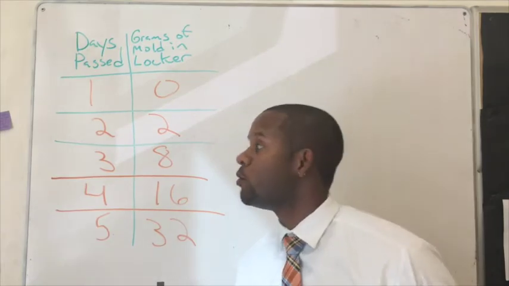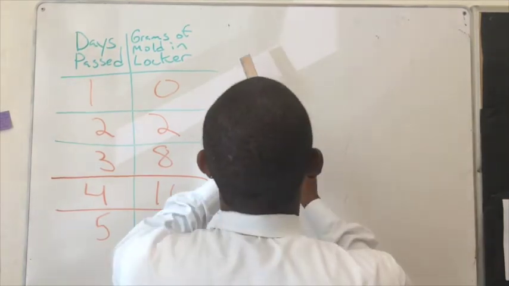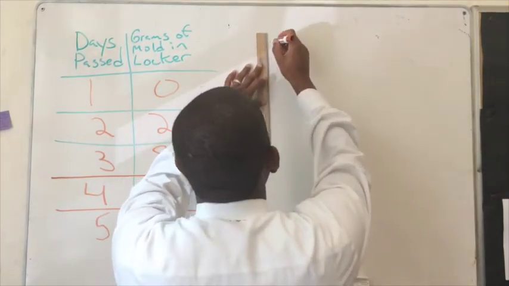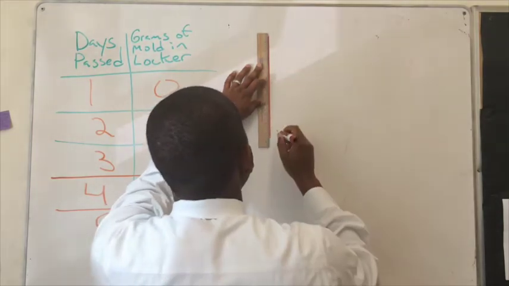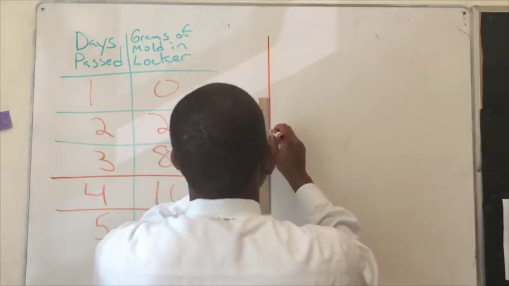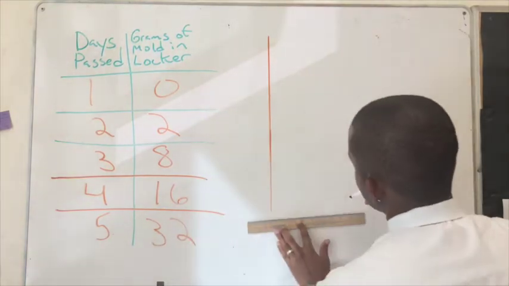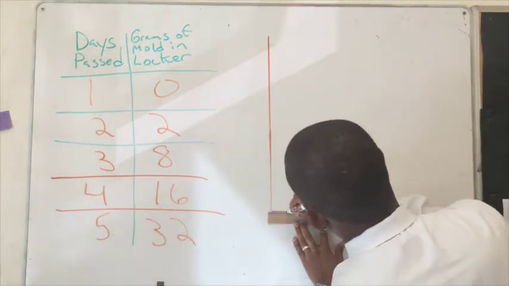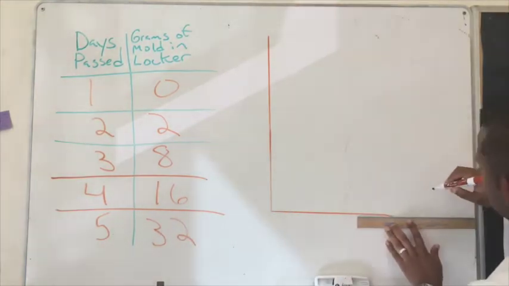So first rule, use a straight edge. So I'm gonna go ahead and do this. I'm gonna make my X and Y axis. So I'm gonna go, make it even a little bit bigger. Use a straight edge, if it is at all humanly possible.